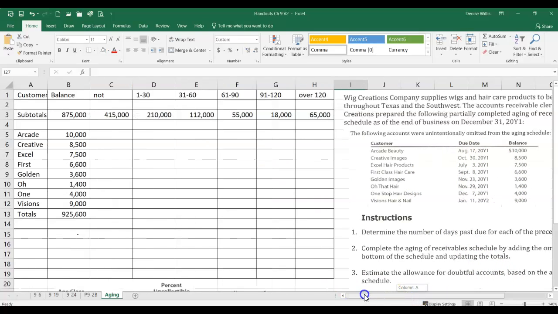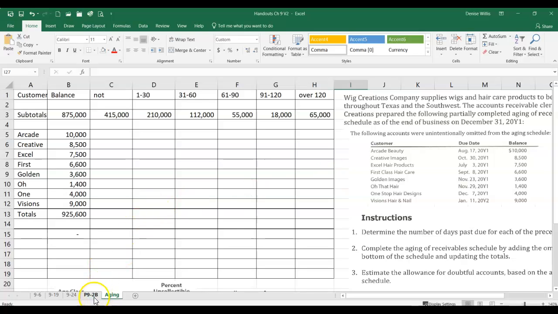You can see over here, I have gone ahead and added these clients. You can see Arcade, Creative, Excel, First, Golden, whatever. I've just gone ahead and typed them in here, and I have taken the balance that they gave us and put the balance here. But we've got to take each one of these numbers and put it in the appropriate category based on how past due they already are.